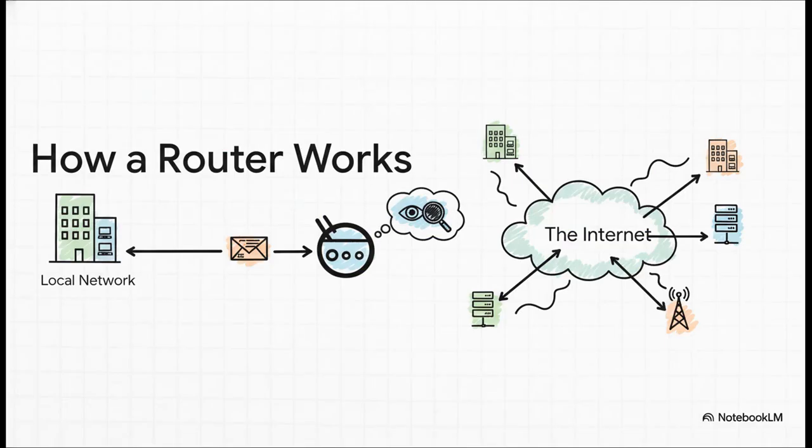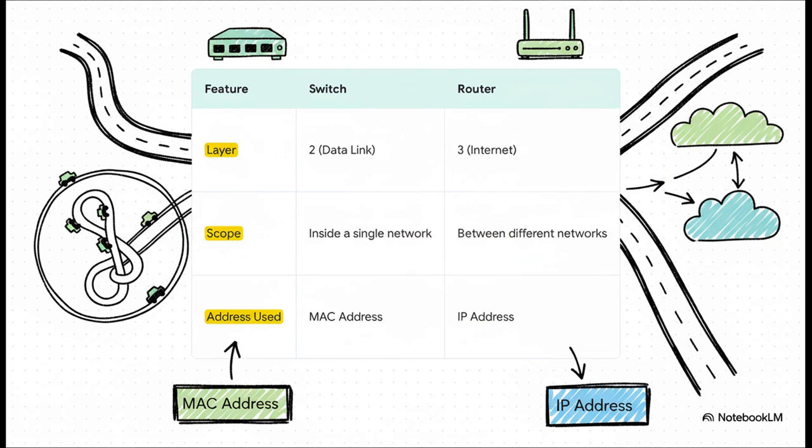So remember how a switch uses those physical MAC addresses for local delivery? Well, a router uses logical IP addresses. And the best way to think about an IP address is like a full postal address with street name, city, state, and zip code. It tells the router not just who the data is for, but which network they're on. And then the router makes these really smart decisions about the best possible path to send that data across the internet.